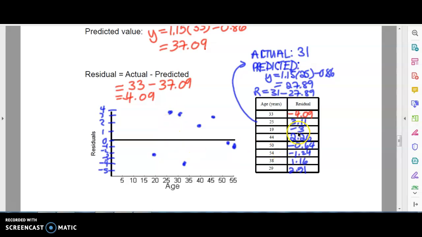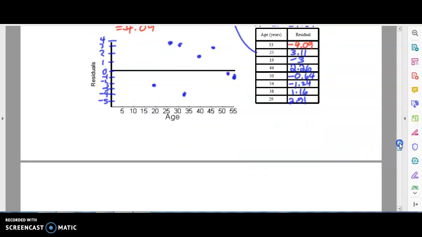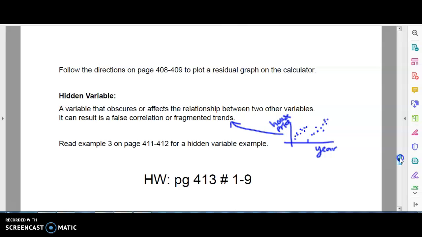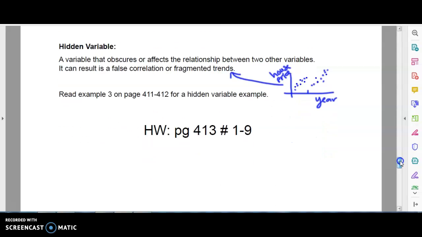Okay, so you can do that for all of these actual values, right? So compare the actual to the predicted, and then get your residuals, and then you can plot each of those points over here on your residual plot. Okay, so each of these points then, so if I were to go to 54, right, the residual is negative 1.24. So at 54, I am at negative 1.24. There's my point. Okay, so you can do that for all of these, and then plot the residuals on your residual plot. We won't worry about the calculator bit for this lesson.